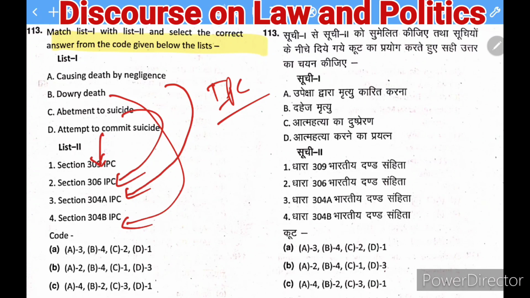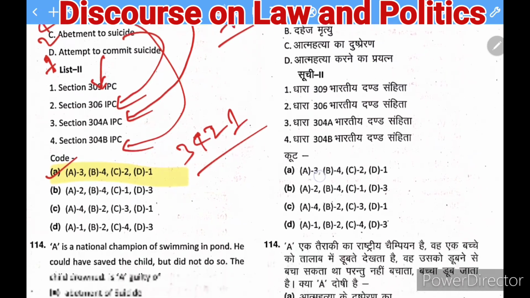So what you find is that for A you can write here 3. For dowry death you can write here 4. For abetment to suicide you can write here 2. And attempt to commit suicide you can write 1. So 3, 4, 2, 1. This is how you can find the code. And the right option here is A, 3, 4, 2, 1. So this is the correct code here. Moving to the next question.